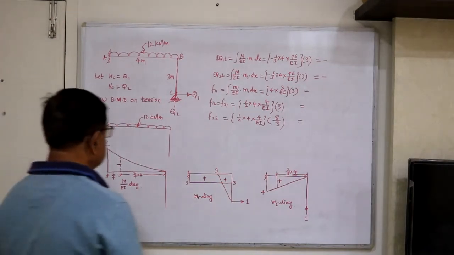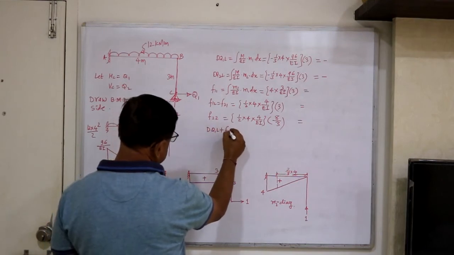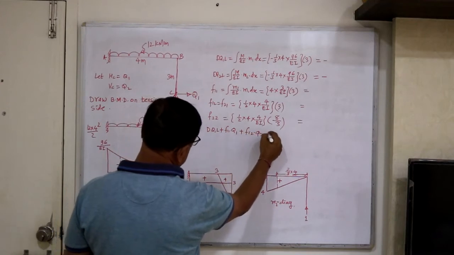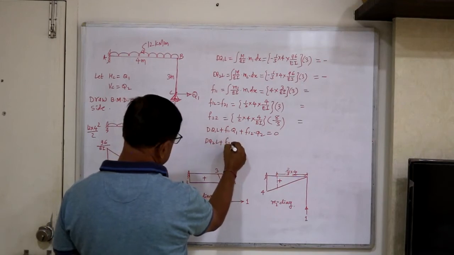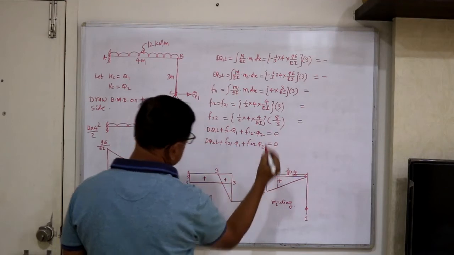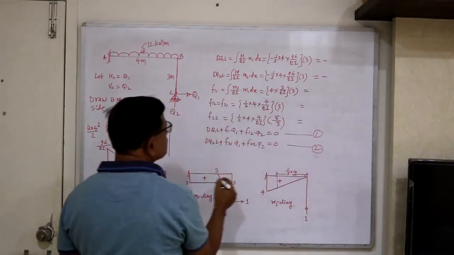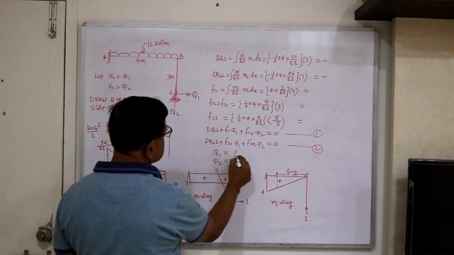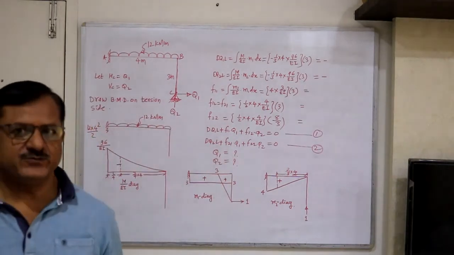Let's use compatibility conditions, that is dq1l plus f11q1 plus f12q2 equal to 0. Then dq2l plus f21q1 plus f22q2 equal to 0. So we'll get these two equations. Let us develop two equations, solving them, find out q1 and q2. So this you get the reactions at C, HC and VC.